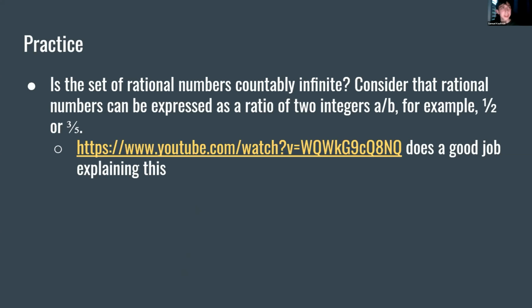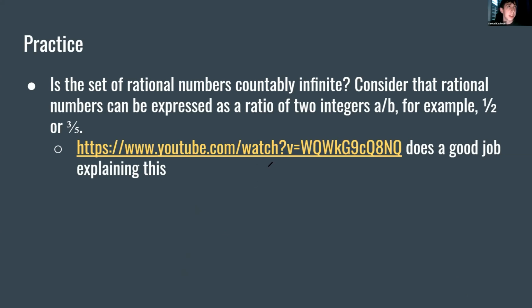That's exciting. It turns out that the rational numbers actually are countably infinite. So that means that the rational numbers have the same size, the same cardinality, as the natural numbers. And remember, that's going to be Aleph null. So let's figure out how to show this.